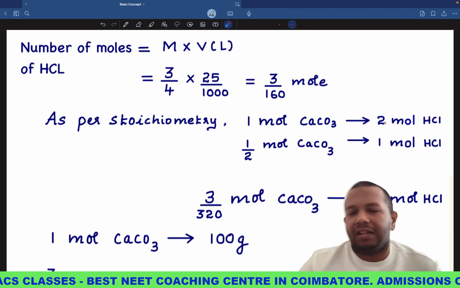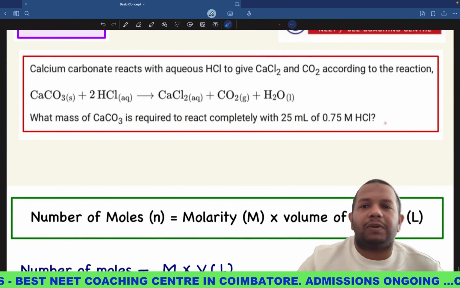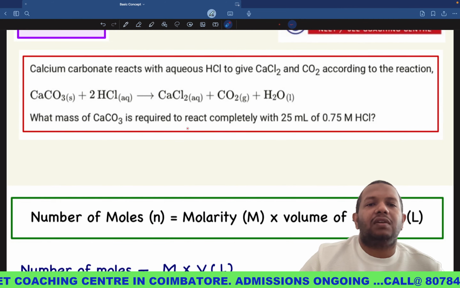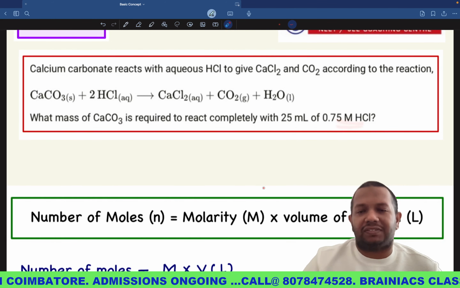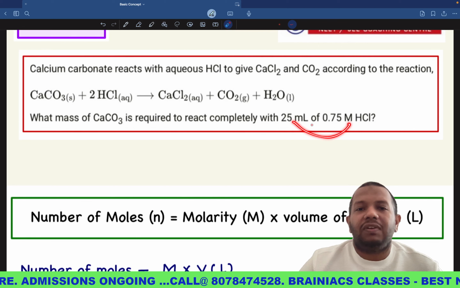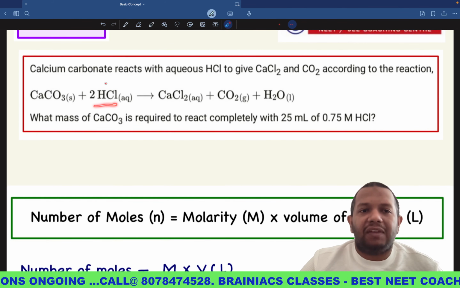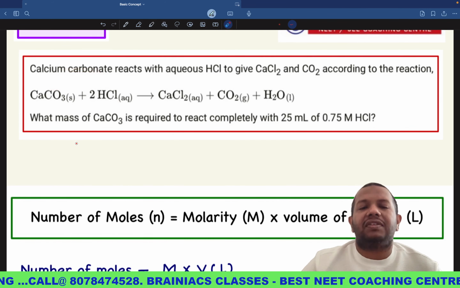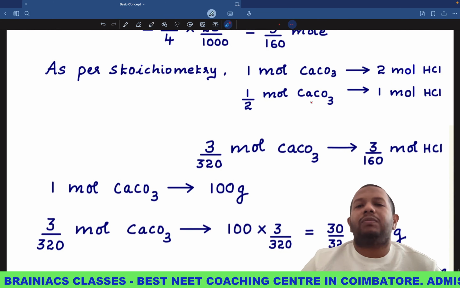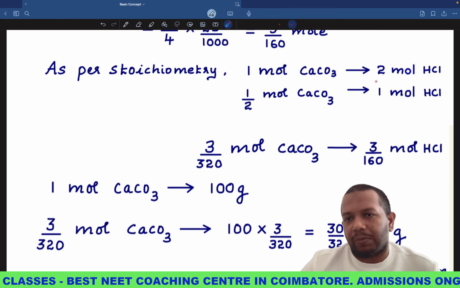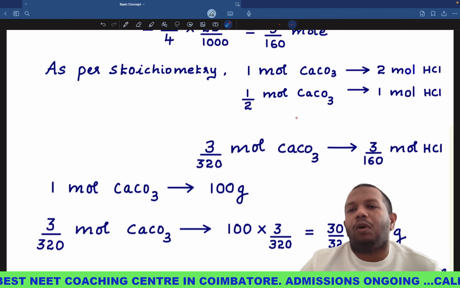They are asking you about HCl. That's the reason why I am talking with respect to HCl. They are asking what mass of calcium carbonate is required to react with this much amount of HCl. So for HCl we are calculating the number of moles, and with respect to that, how much calcium carbonate is required. That's what we are calculating now. So we know from the stoichiometry 1 mole calcium carbonate needs 2 moles of HCl.